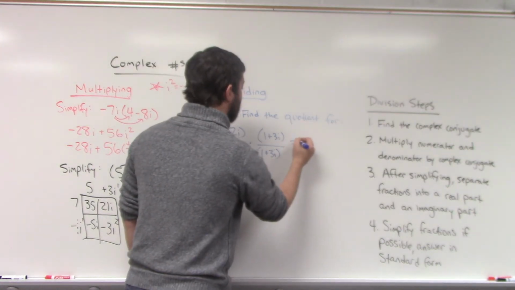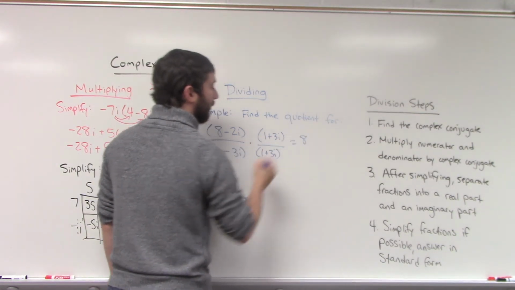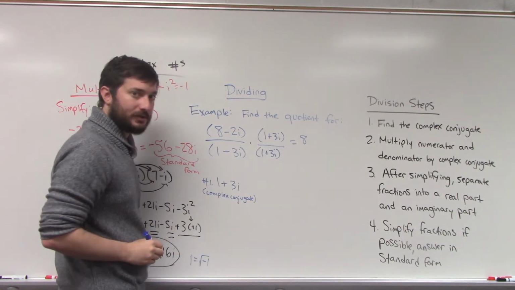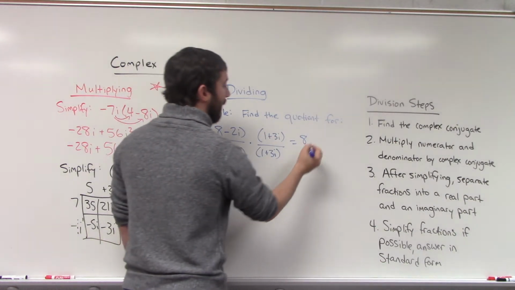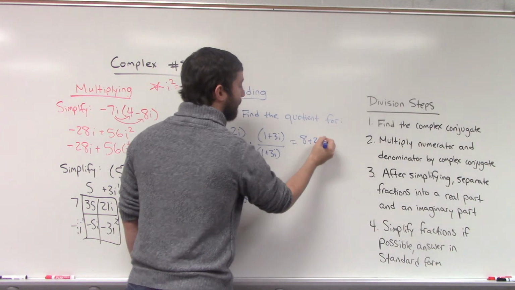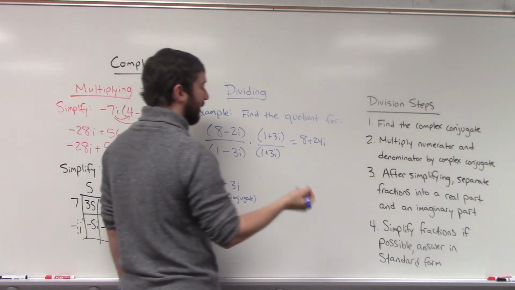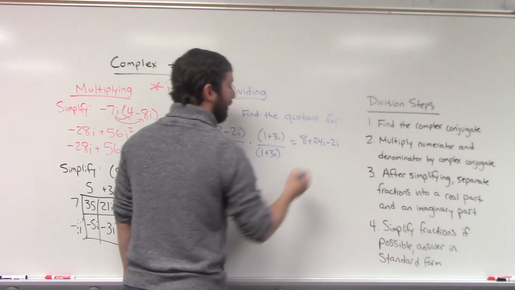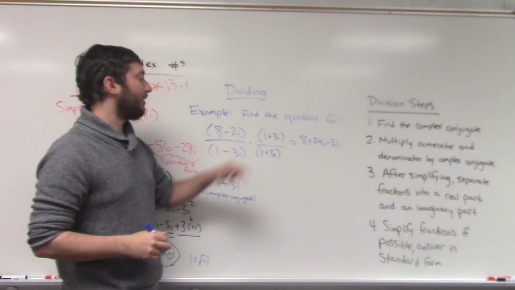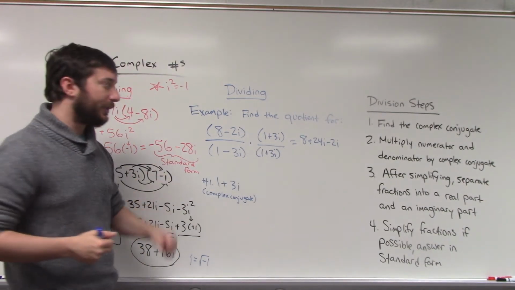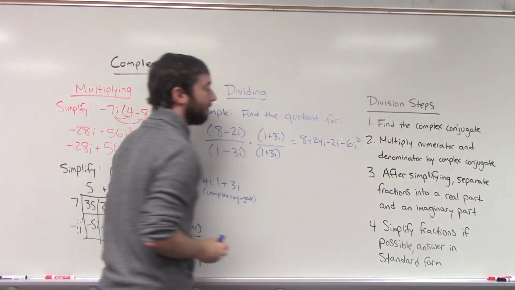And in this case, first, so 8 times 1, those are the first numbers in your parentheses. Outer of FOIL would be 8 times 3i, which is 24i. Inner, -2i times 1. Anything times 1 is the same thing. And lastly, last. So the last two numbers inside of these parentheses on the numerator, -2 times 3 is -6 i times i squared.